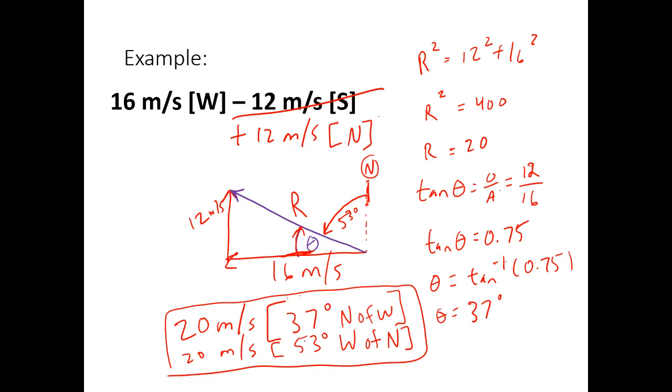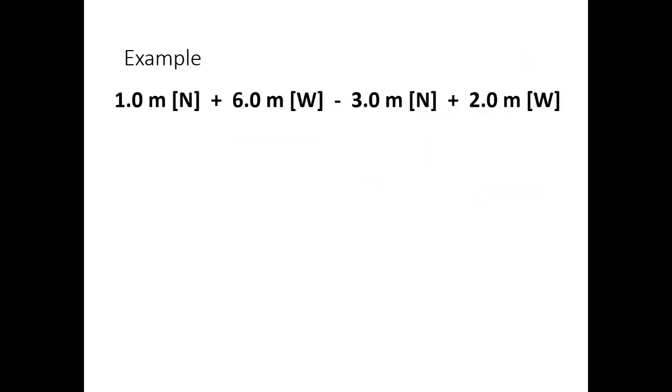You'll notice that 37 and 53, those two vectors, they are complementary. They add to 90 degrees. And the order that we state, north of west or west of north, those are just swapped. Okay, we'll try a couple more here.